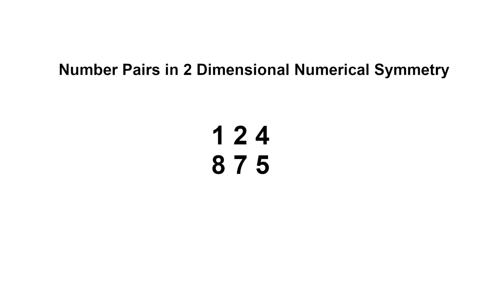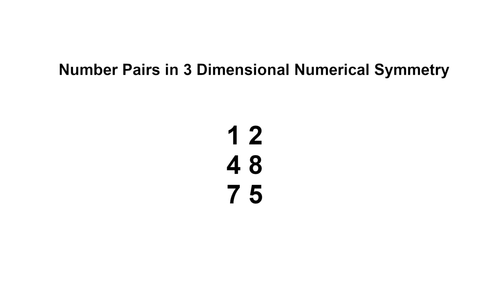And then I noticed that if you split the 6-digit sequence and place the first half above the second half, you can see the number pairs in what I call a 2-dimensional numerical symmetry. So you can see the 1 above the 8, the 2 above the 7, the 4 above the 5, just like we saw in the multiplication tables.